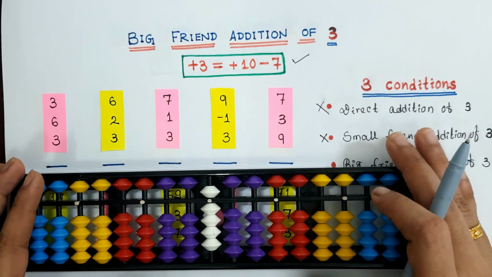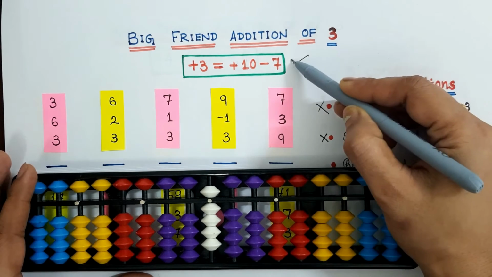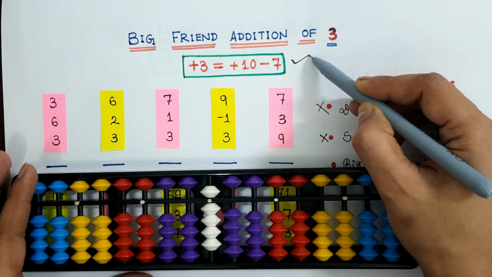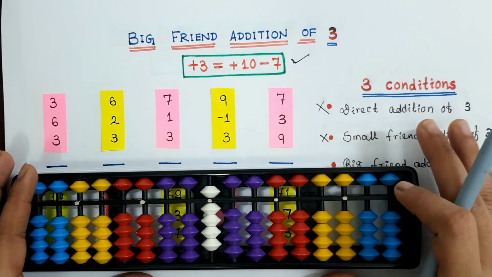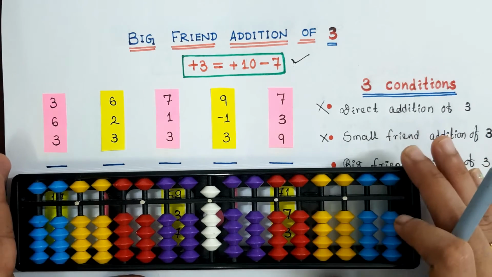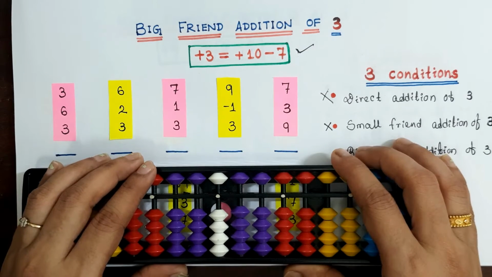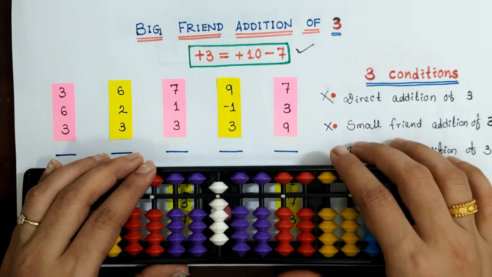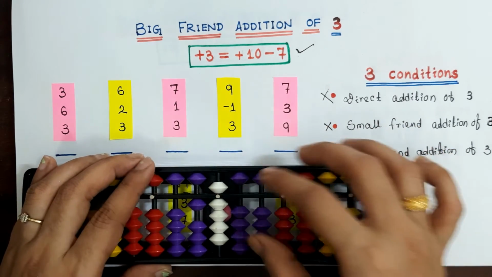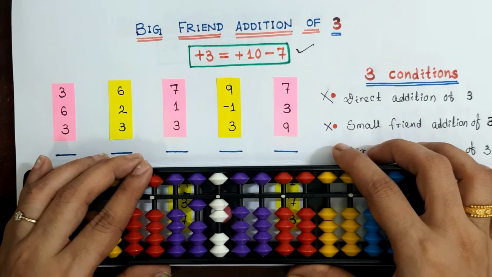Now, we are going to solve 10 examples. In these examples we have to use the big friend addition of 3. So, now let us see how we can apply this formula. The first question, 3 plus 6 plus 3. 3 plus 6 plus 3 is plus 10 minus 7. Answer is 12.